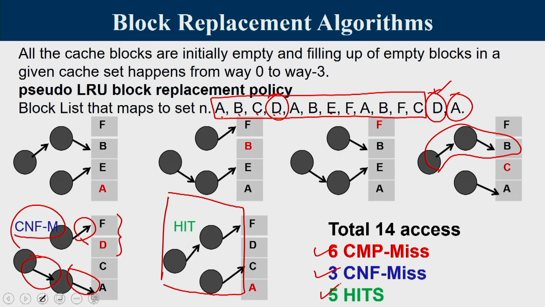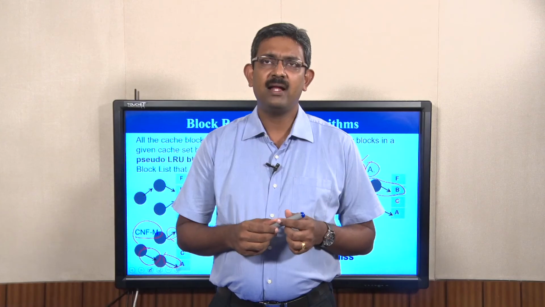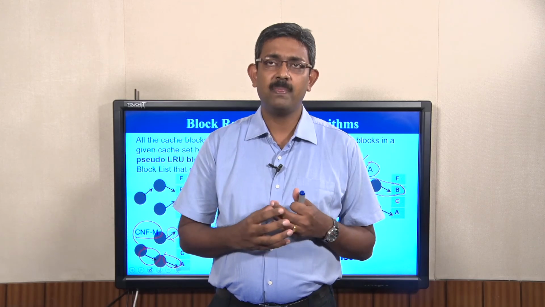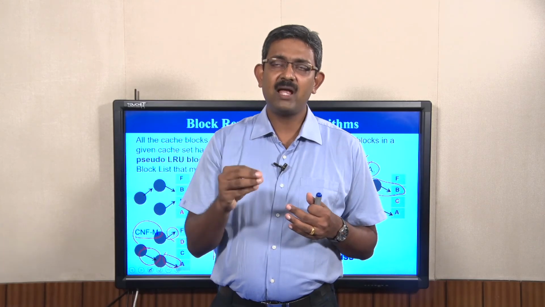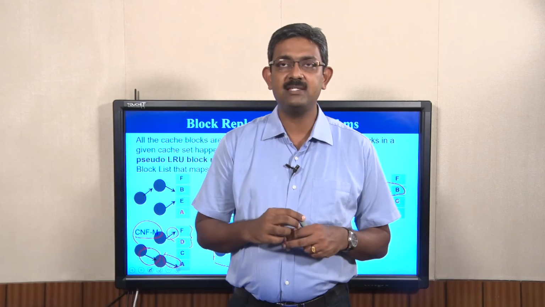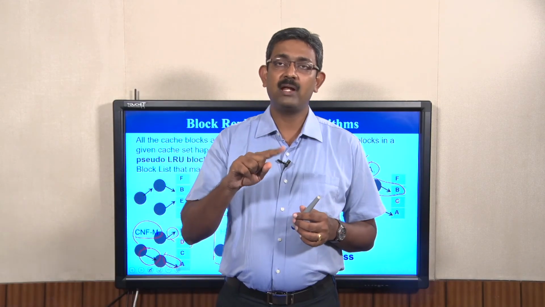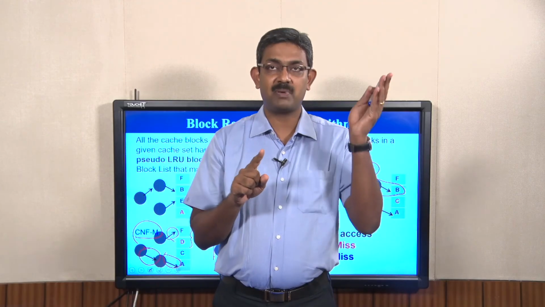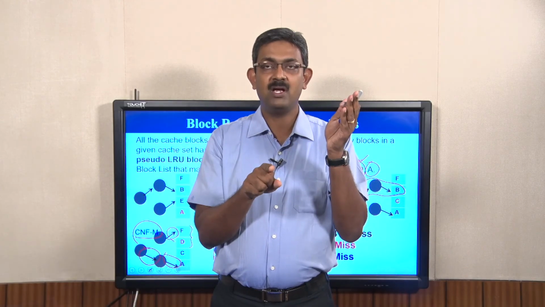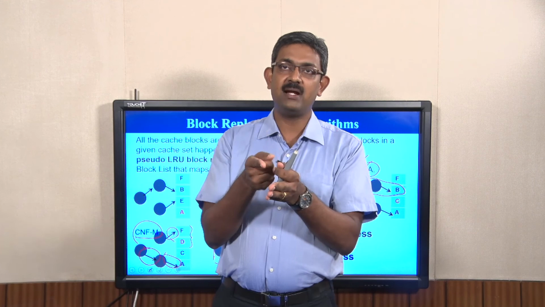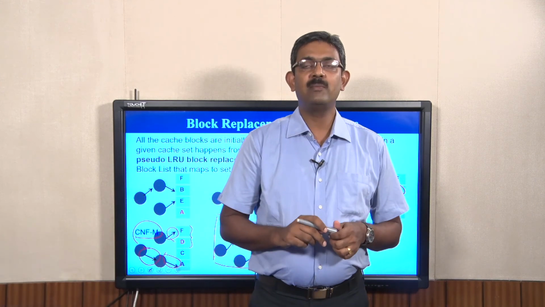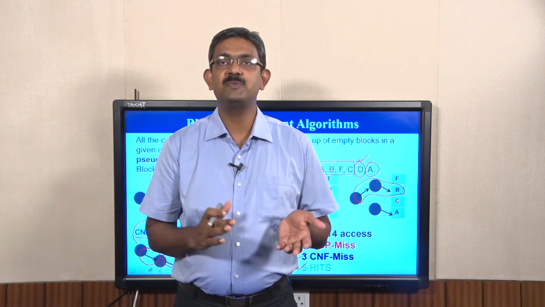So in this case, what we have done is, we have been given a set of blocks for a given set, and we are processing them one by one, and every time an access is made, appropriate changes happen in the pseudo LRU tree. Remember, the arrow gets flipped. Whenever there is an access to the upper side, the arrow goes downwards. Whenever there is an access to the downward side, the arrow gets flipped to the upper side. That is the way it is manipulated.